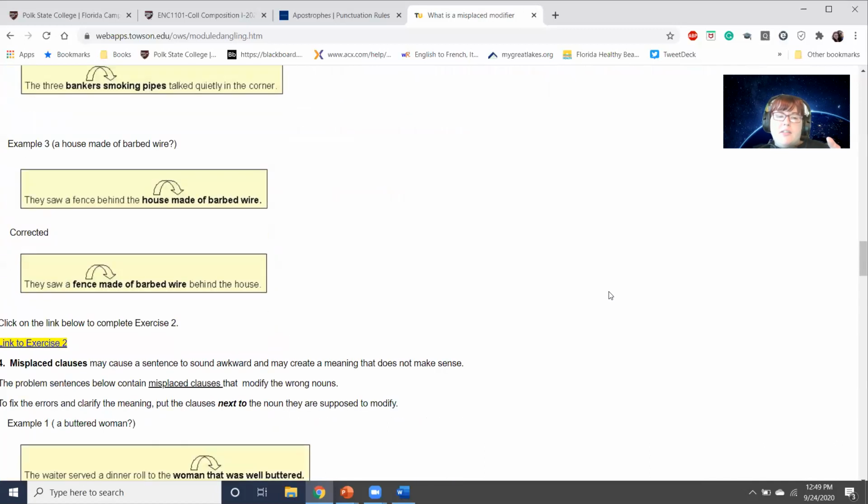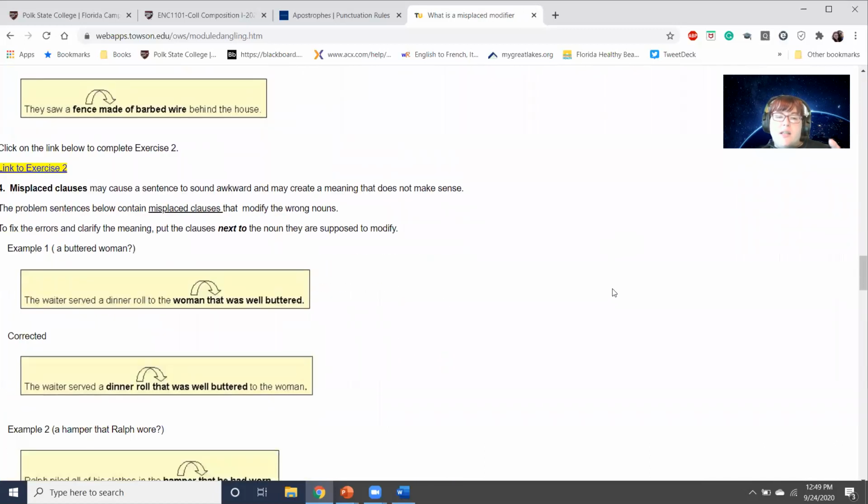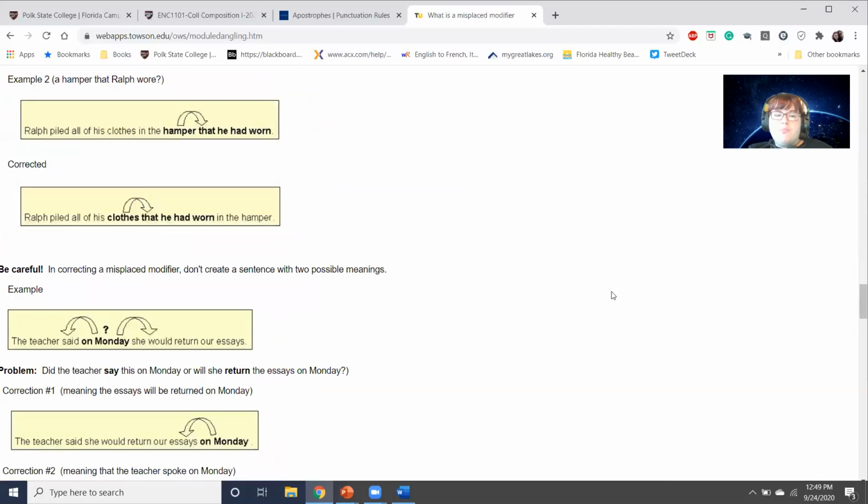All right. Misplaced clauses can be the same way. The waiter served a dinner roll to the woman that was well buttered. The woman is not well buttered, the roll is. So we want to say the waiter served a dinner roll that was well buttered to the woman. So you want to make sure your clauses and your phrases are all in the right place.